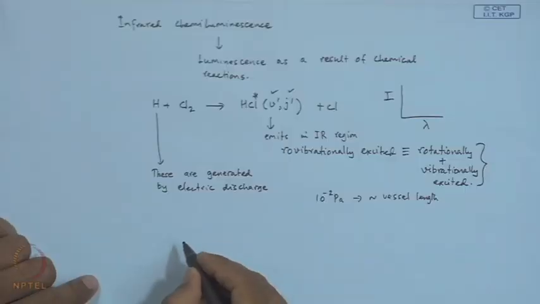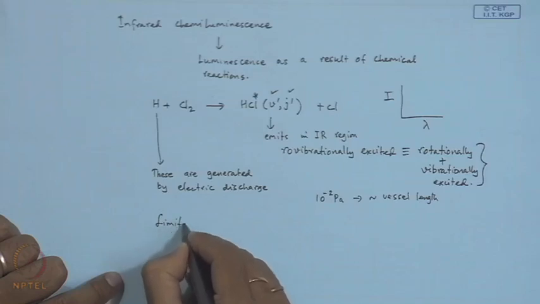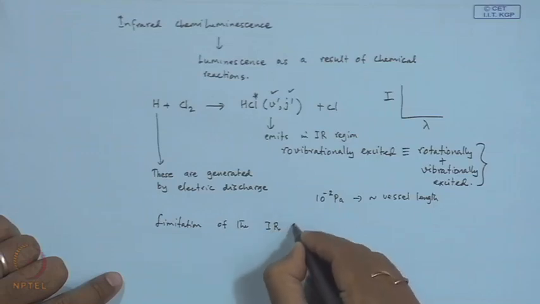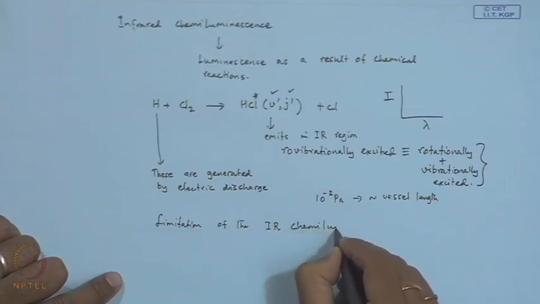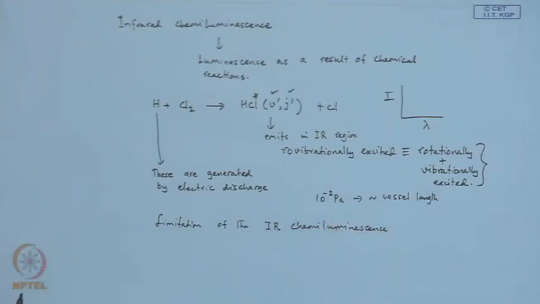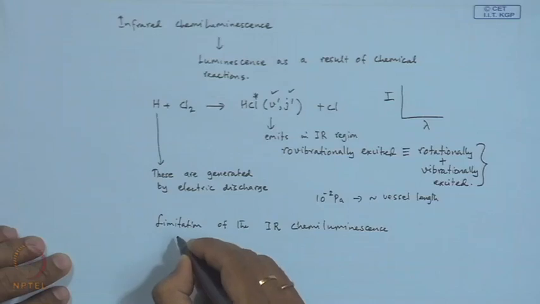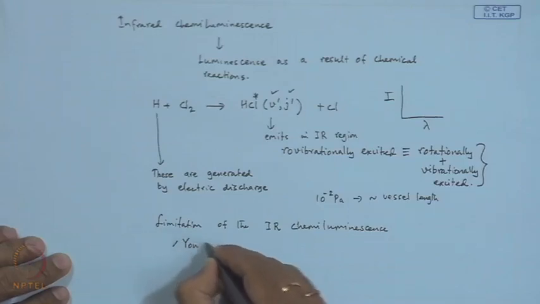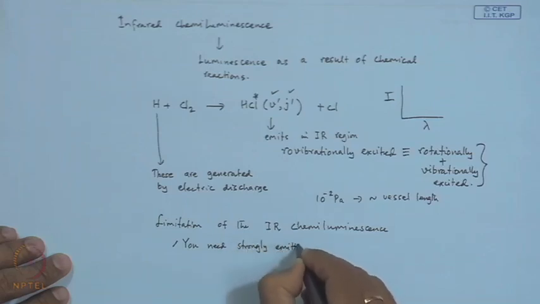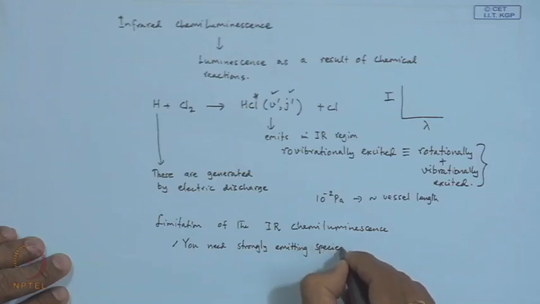So in this case, the limitation of this infrared chemiluminescence method to look into your internal state population is that you need strongly emitting species in IR.